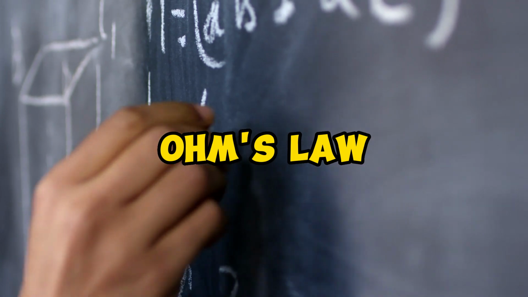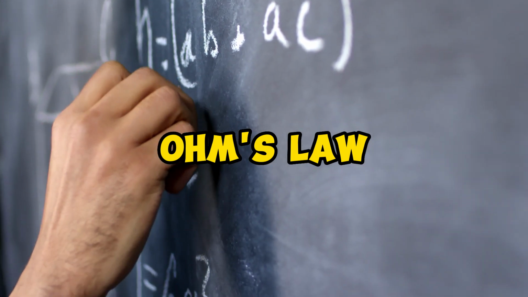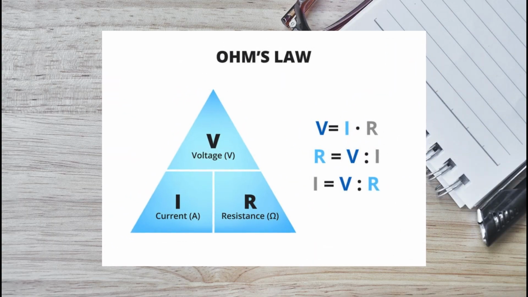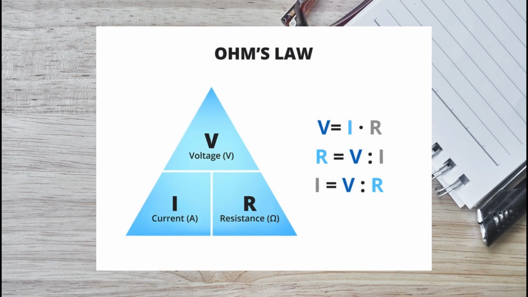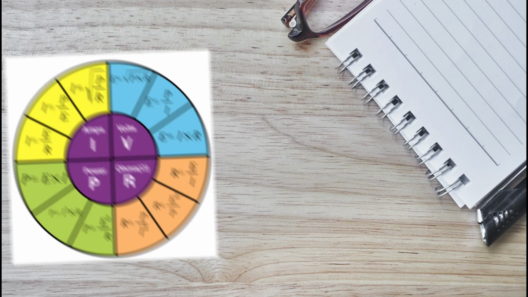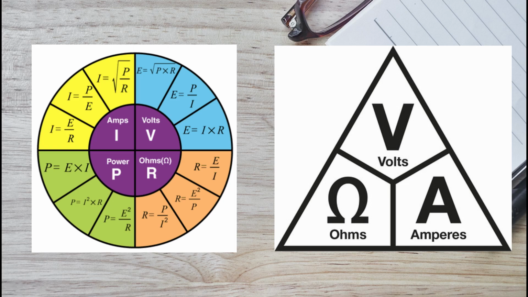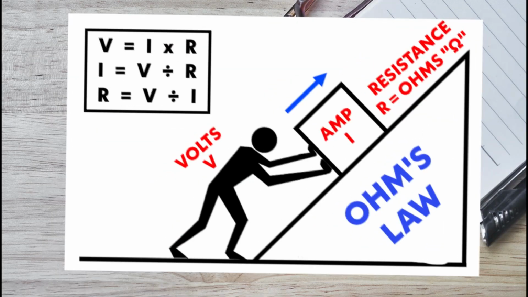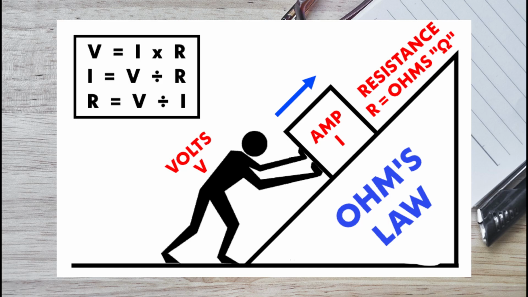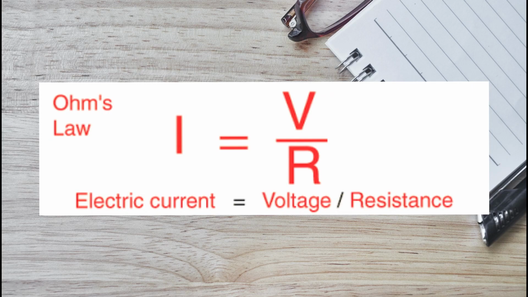Ohm's Law, the foundation of electrical engineering. Our first formula is the legendary Ohm's Law. It's as fundamental to electrical engineering as gravity is to physics. Ohm's Law relates voltage, current, and resistance in a simple equation. This equation helps us calculate current, voltage, or resistance when the other two are known.